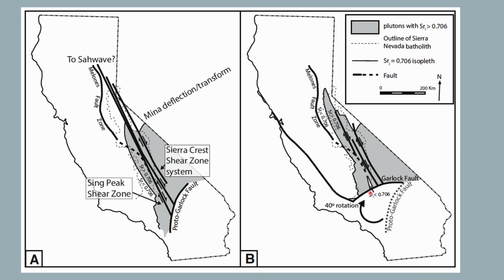So B is the current interpretation from Kistler 1990 that says there's a whole series of offsets within the arc that are tracked by the strontium 706 line, and that the offsets correspond to these interbatholithic breaks, which are right lateral shear zones. If you restore those shear zones, what it shows is that there's an old Precambrian transform that basically went right through the Sierra Nevada, and then that whole system starts moving to the north in the late Cretaceous through Paleogene.